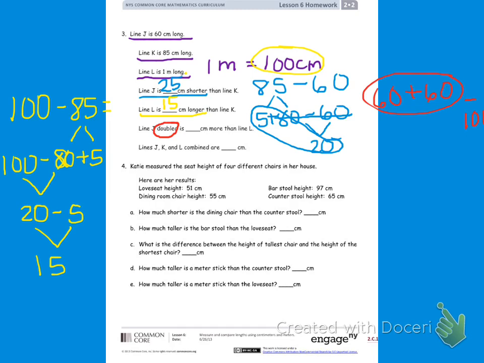When looking at the next problem, it says lines J, K, and L combined are blank centimeters. And I'm just going to review with you again. Combined means we're putting things together by adding.